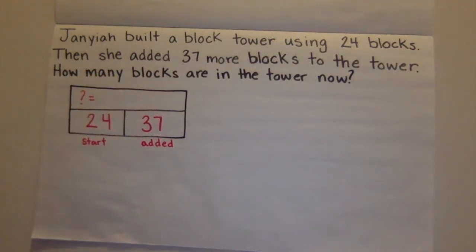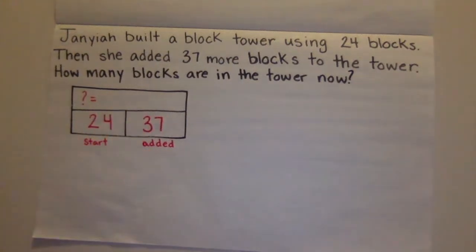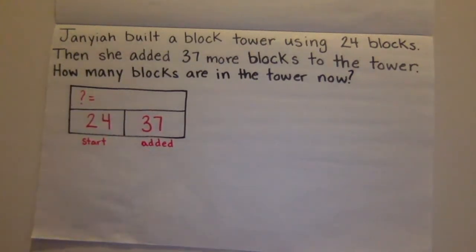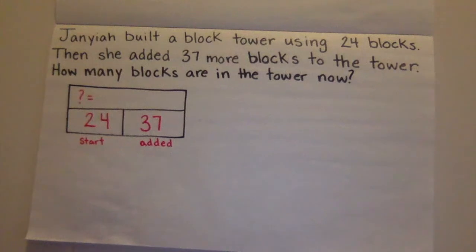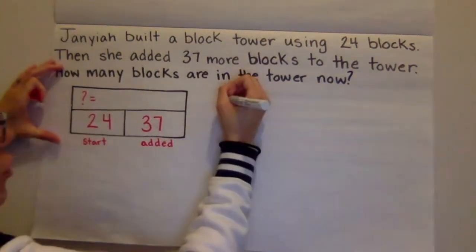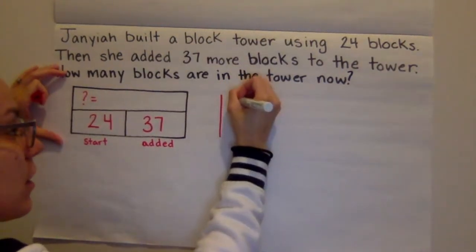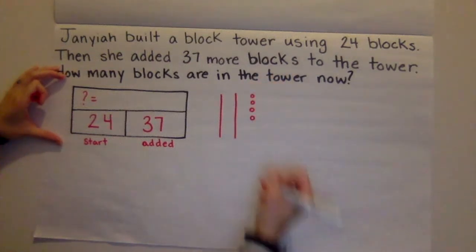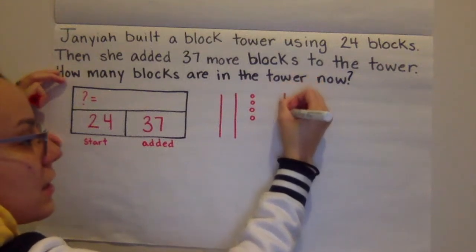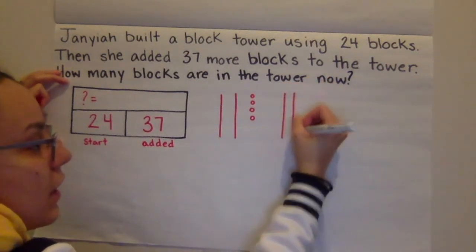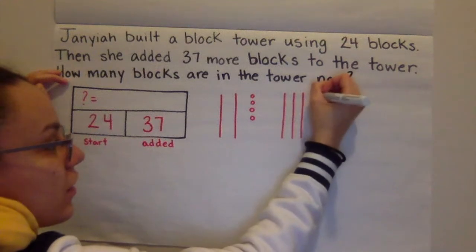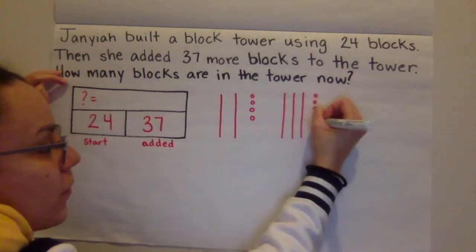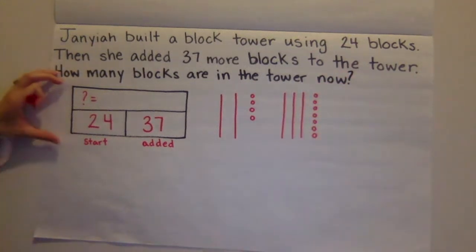Equals. And when we have two parts, we always add. All right, let's add these up. I need to draw 24 and 37. You guys know how to do it. Go ahead and draw it with me. Draw 24, 10, 20, 21, 22, 23, 24. And then 10, 20, 30, 31, 32, 33, 34, 35, 36, 37.